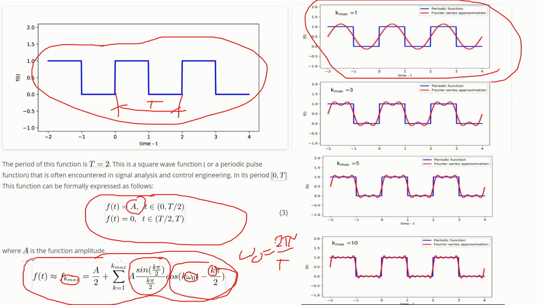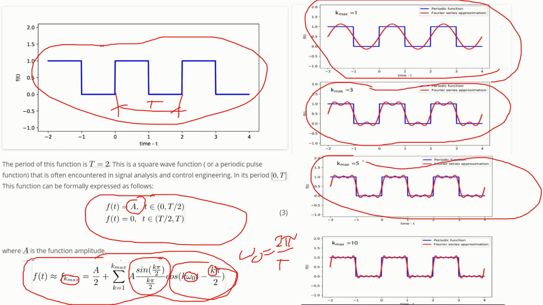Now, if k max is equal to 3, you see that the approximation accuracy improves. K max equal to 5, we get even better accuracy. And for k max equal to 10, the accuracy is really good.